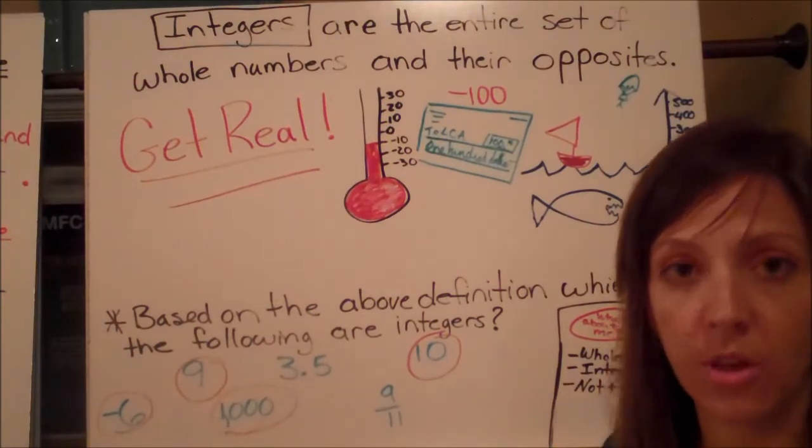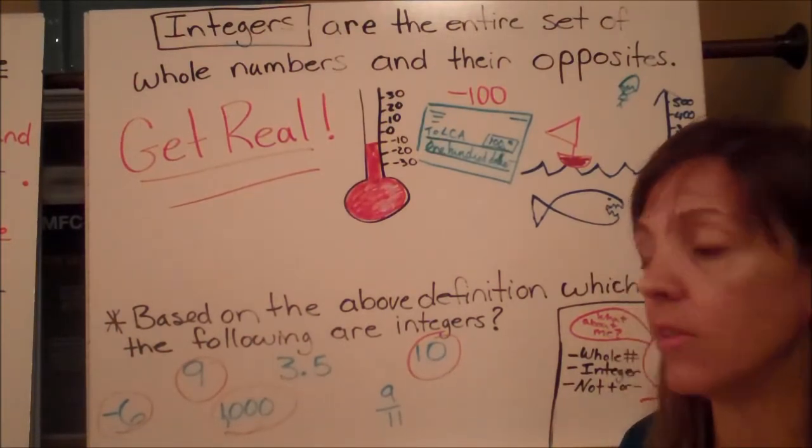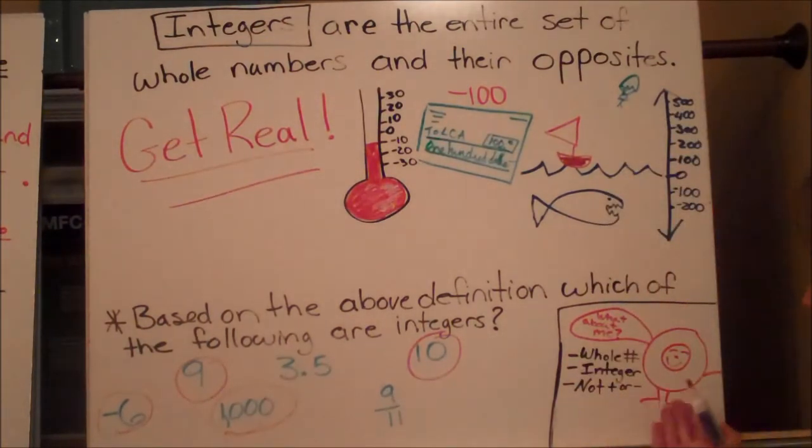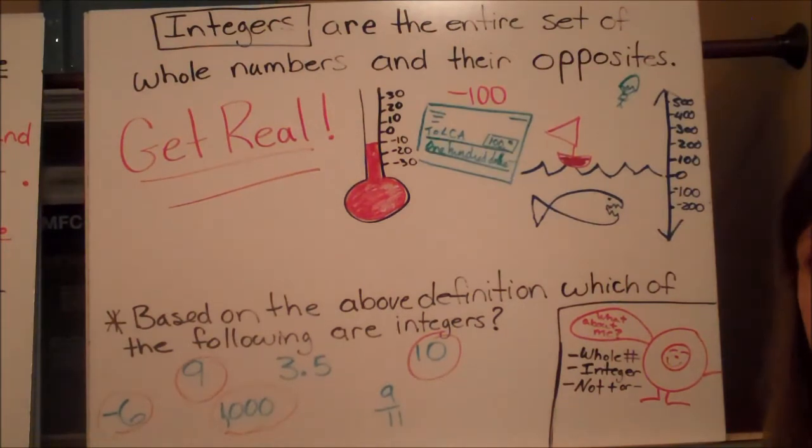Fractions and decimals are not integers. Positive and negative numbers are going to be your integers. What about 0? 0 is a whole number. 0 is an integer, but 0 is neither positive nor negative. It does not carry a positive or negative sign.